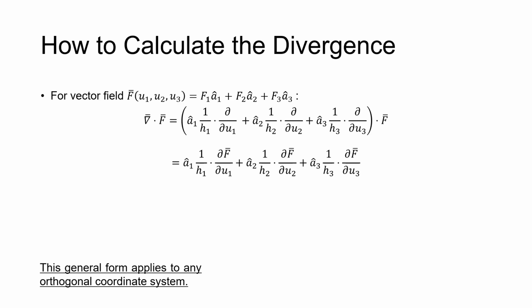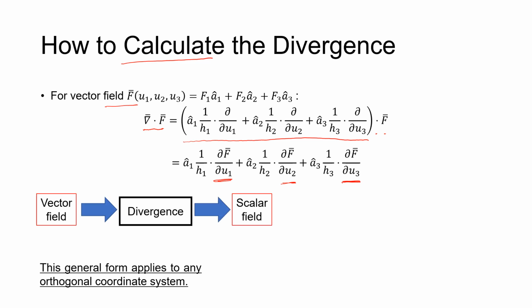So let's learn together how to calculate the divergence for a vector field f. We must just multiply the nabla with f. This is the general expression of nabla, and then we take the dot with f, and we'll find that we need to differentiate f in each direction. And as we learn later in this video, the divergence is just a vector operation which will convert a vector field to a scalar field.